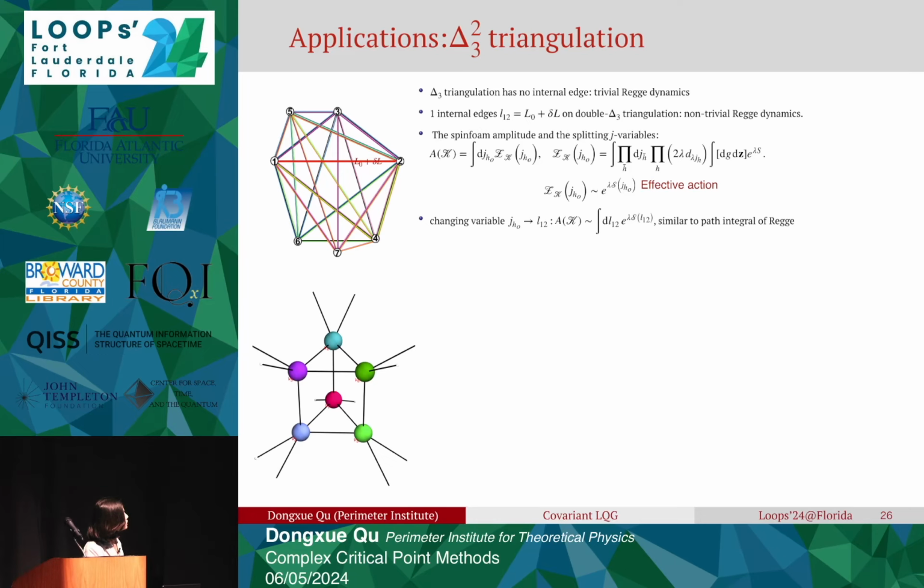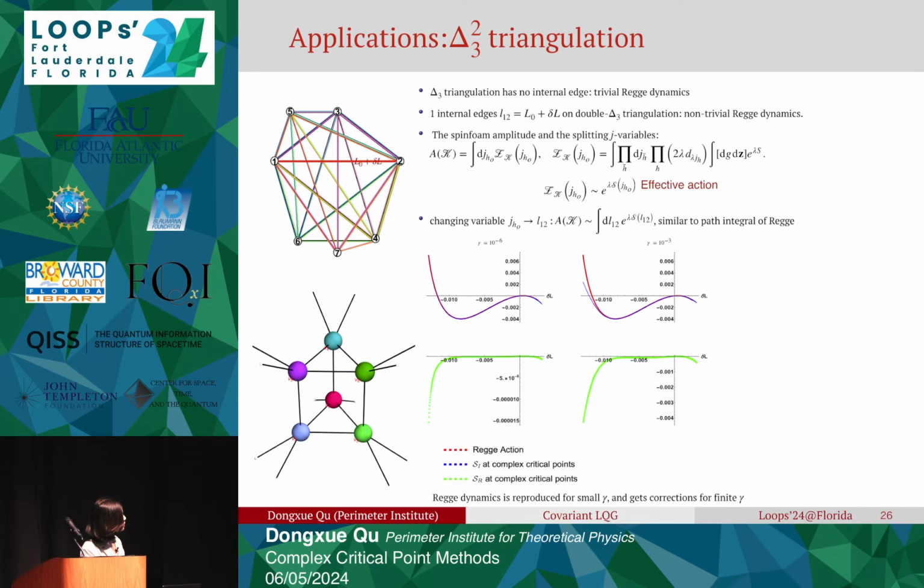And this partial amplitude gives us the effective theory. And here, this action is the effective action, which depends on the splitting spin. Because we want to look at the Regge dynamics, we change the variable from the spin in the spin foam to the internal edge. Now the full amplitude is the integration over the internal edge. Then we can compare the spin foam with the Regge dynamics. And this is the result. You can see the Regge dynamics is almost reproduced for small gamma and gets some corrections for finite gamma.